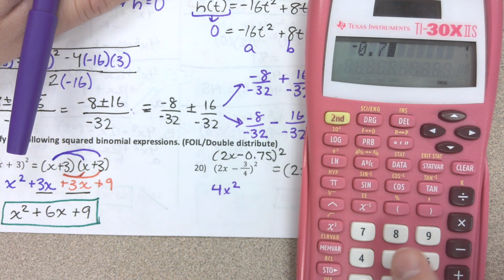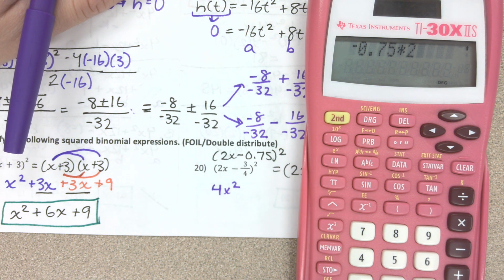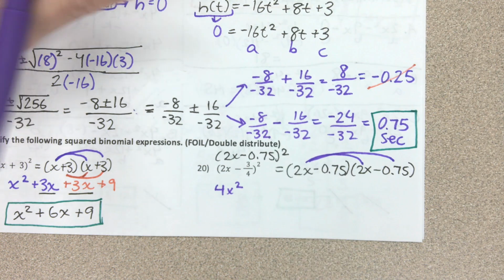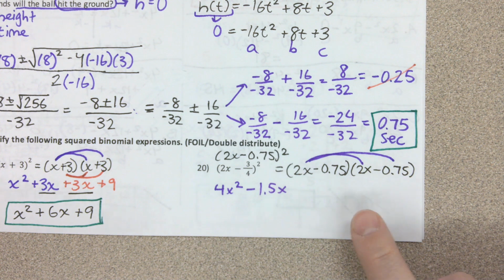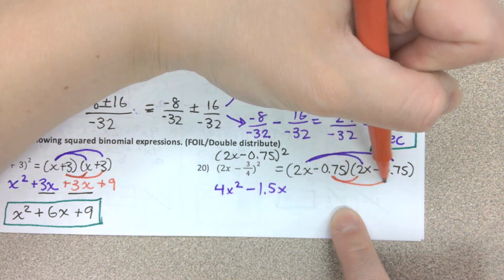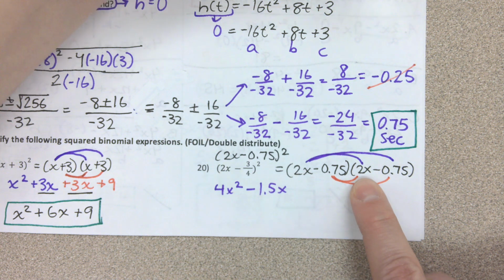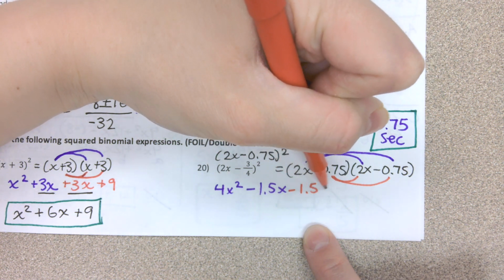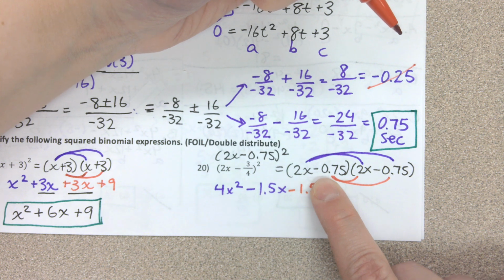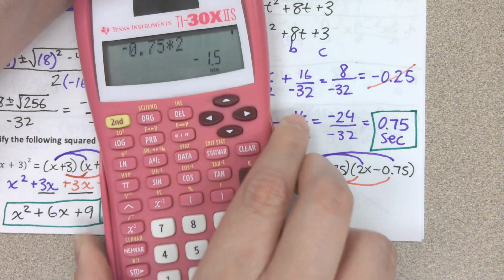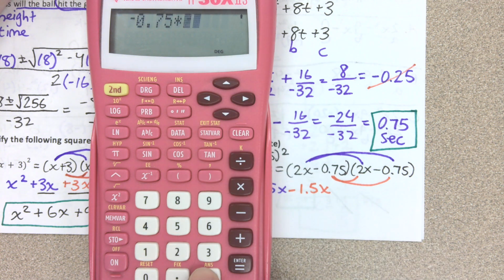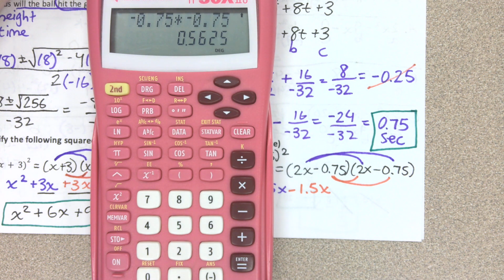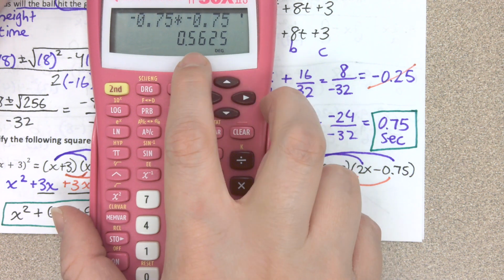Negative 0.75 times 2. I can't put the x in the calculator, but that's not a problem. Negative 1.5. So this is negative 1.5x. Don't forget the x. And now we distribute the negative 0.75. Negative 0.75 times 2x. I just did that. That's negative 1.5x. And negative 0.75 times itself. Let's do that in the calculator. And I'll just go up and edit this. Negative 0.75 times itself is 0.5625. This is not a bad decimal.